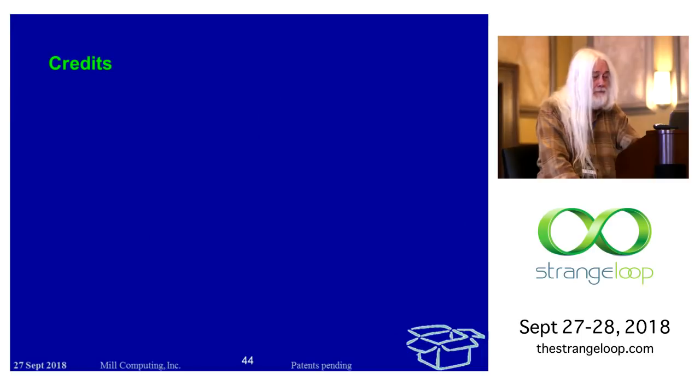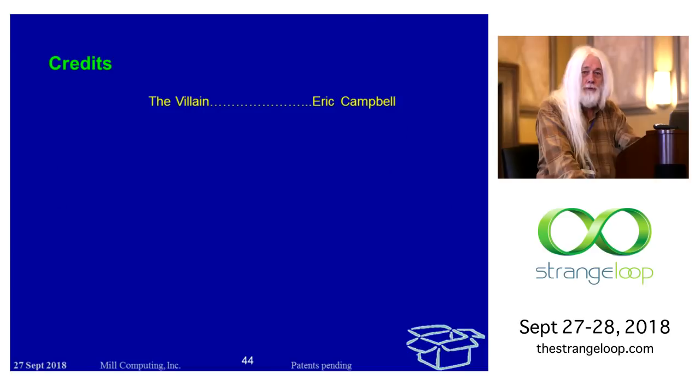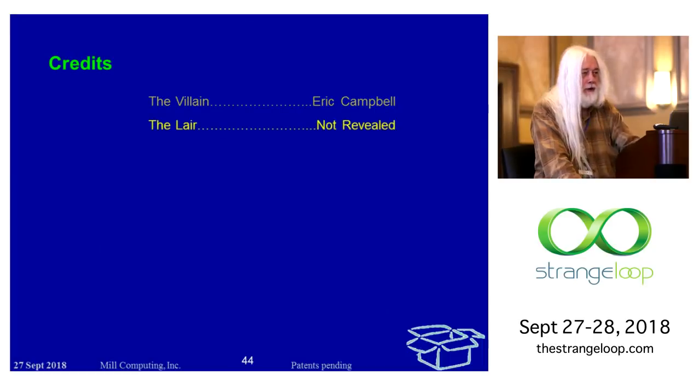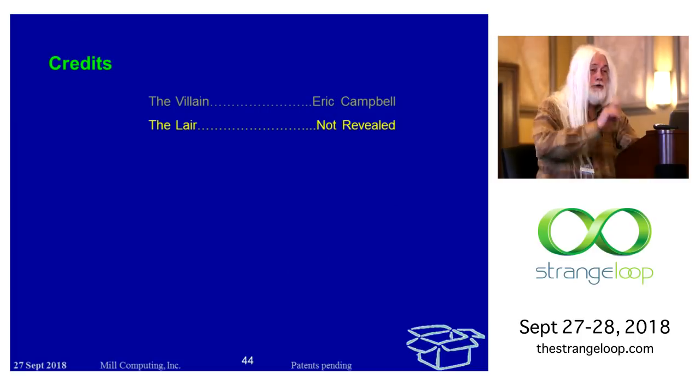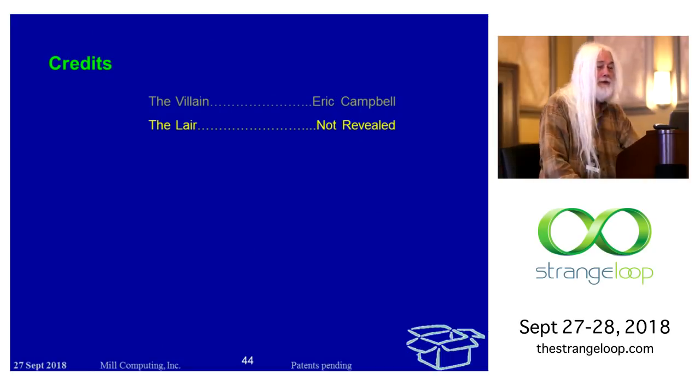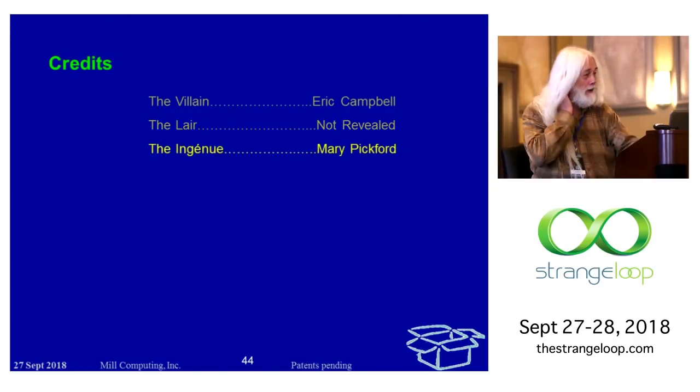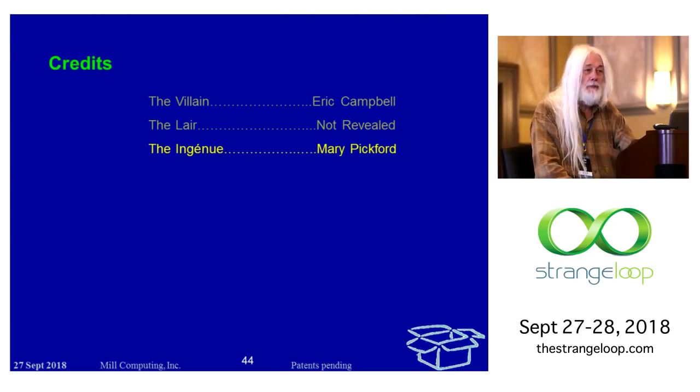Our little story, some credits. The villain was played by Eric Campbell. If he looks familiar to you, he played the father of the girl or the policeman in many of the Charlie Chaplin shorts. The lair, of course, is not revealed, although I encourage you to see the sequel of our story, and perhaps you'll be able to see where the lair is in that one. The ingenue is Mary Pickford. She was well known for playing ingenue roles in the silent film era.